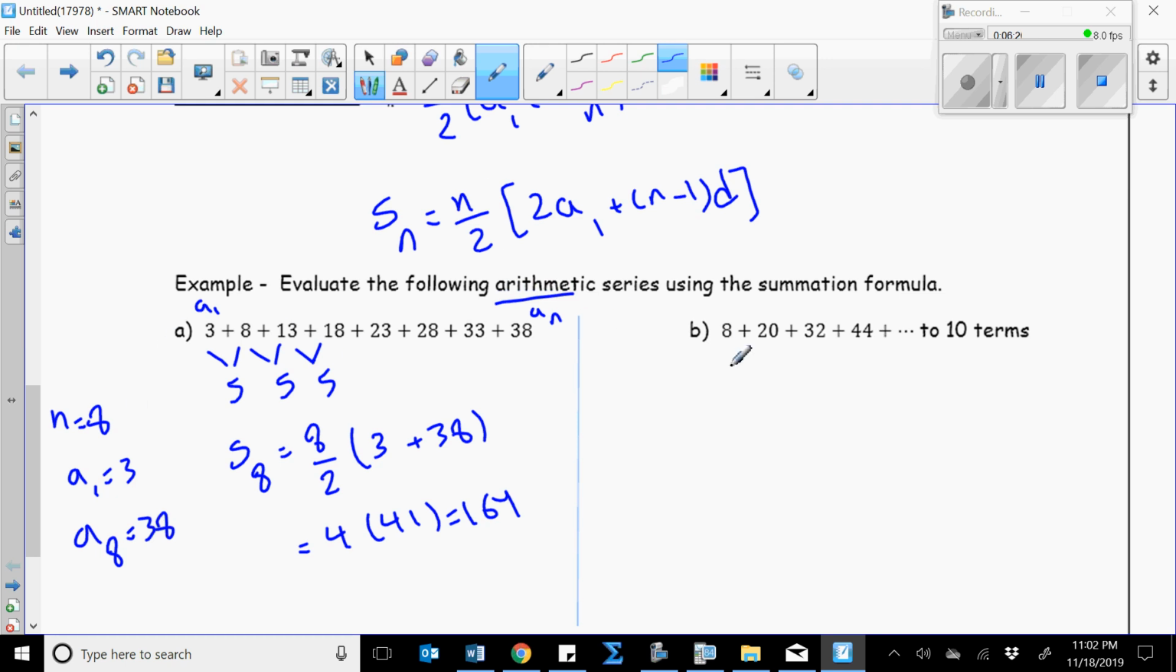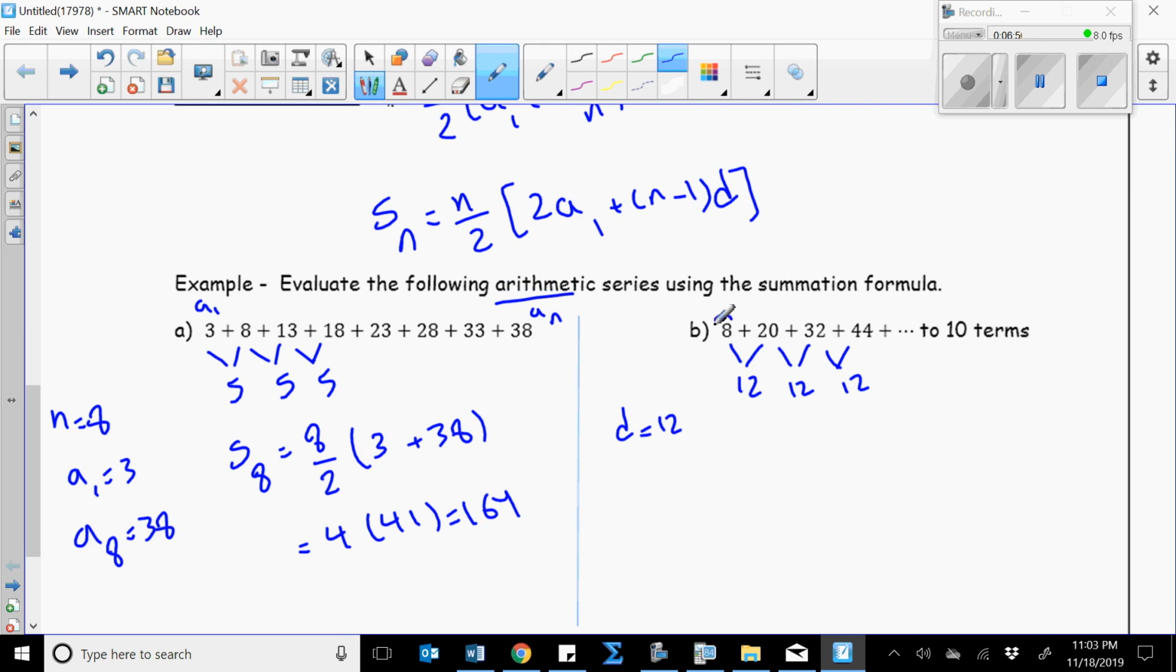So let's do the next example. In this example, again, we have a series here. Let's find the common difference between them. 20 minus 8 is 12. 32 minus 20 is 12. The same for the other one. So I have an arithmetic series here. So I have the d value, which is 12.